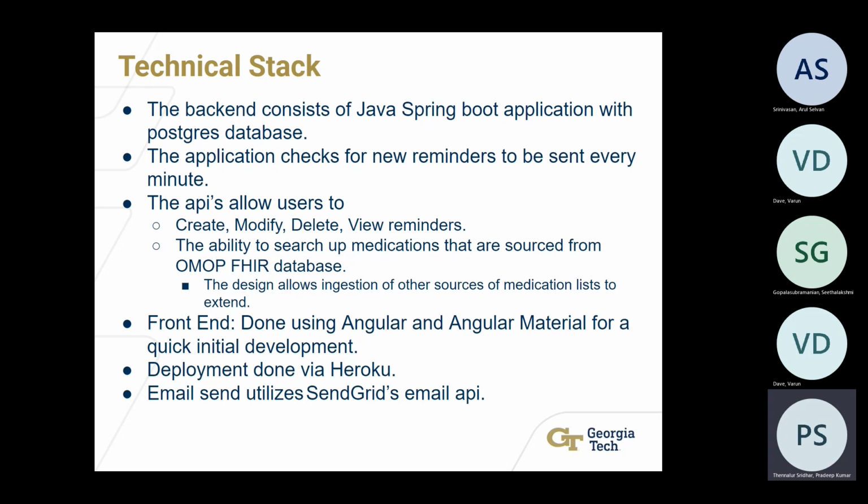For the front end, we are using Angular and Angular Material. For the deployment, we are using Heroku, and for the capability to send emails, we are using SendGrid's email API, as it is very easy to maintain and does not involve the complications of other protocols such as SMTP service. I'll now turn it over to Sita for the demo of the application.